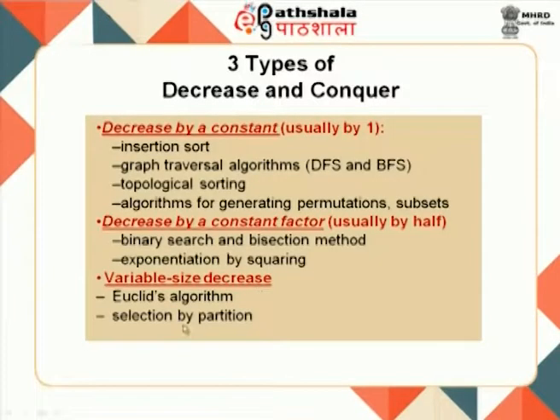Variable size decrease, as in Euclid's algorithm: you are not decreasing by a constant, you decrease by variable size. Selection by partition and Euclid's problem can be solved this way. I am not going into the algorithms per se for each one, as that would be a complete algorithms course. What we are trying to say is this particular decrease and conquer method can be used to solve these problems naturally.